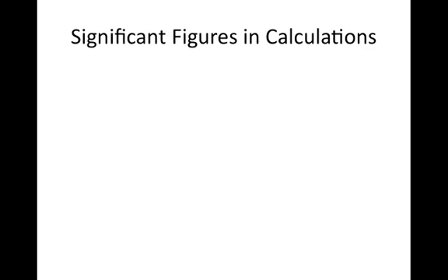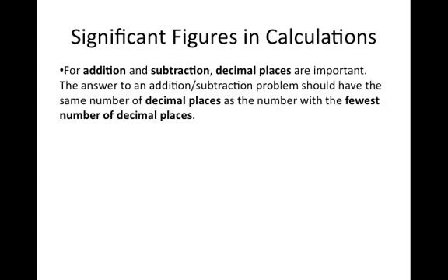When we do calculations, it is very important to consider the number of significant figures. When you're doing addition and subtraction, decimal places are important. The answer to an addition or subtraction problem should have the same number of decimal places as the number with the fewest number of decimal places. Let's look at an example.